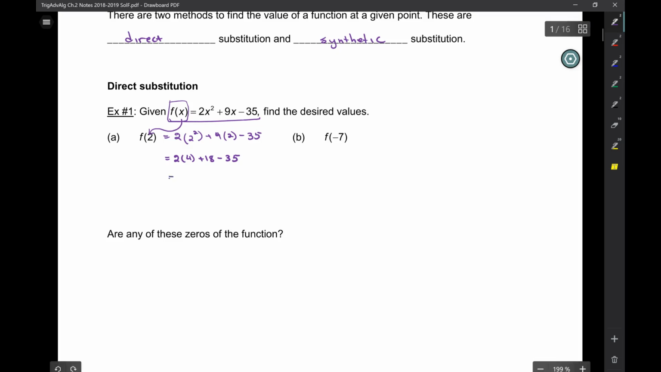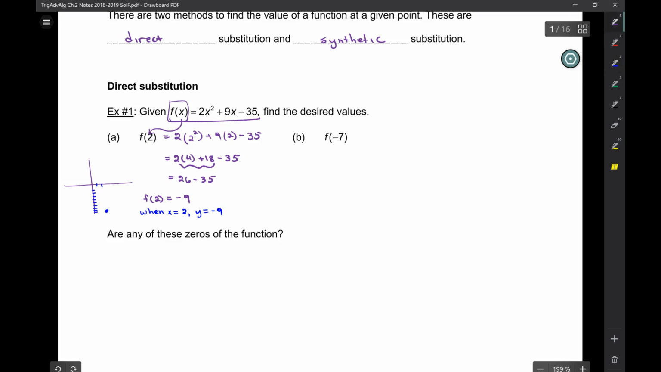So that's 8 plus 18, 26 minus 35. How much will that be? Any ideas? -9. So f of 2 is -9. What does that mean? Let's think about what that means. That means when x is 2, y is -9 right there.